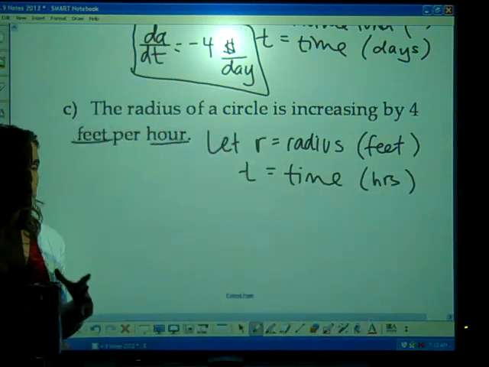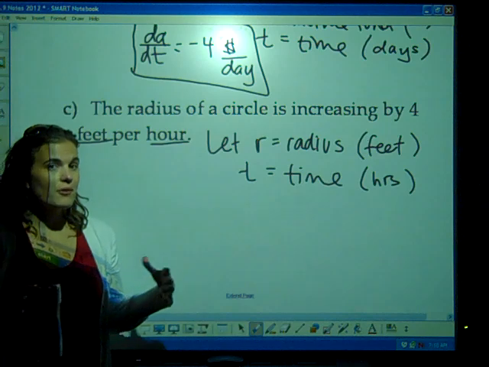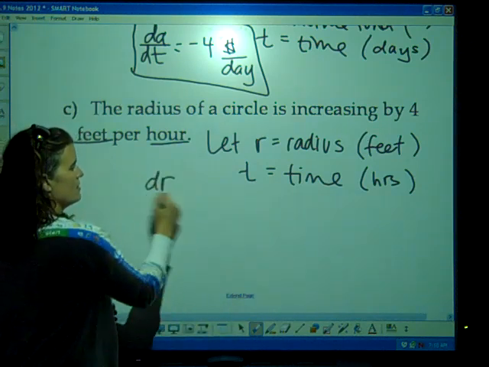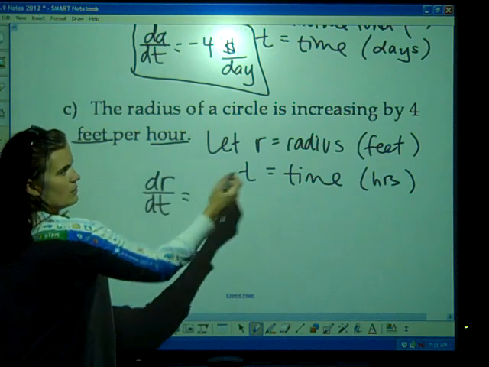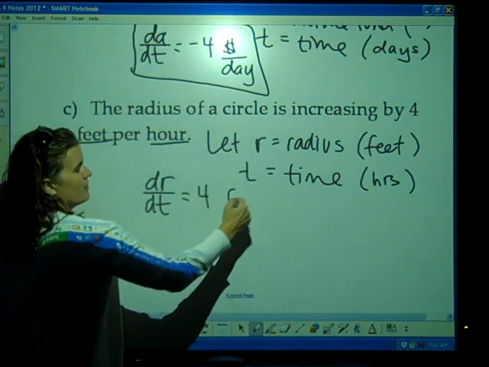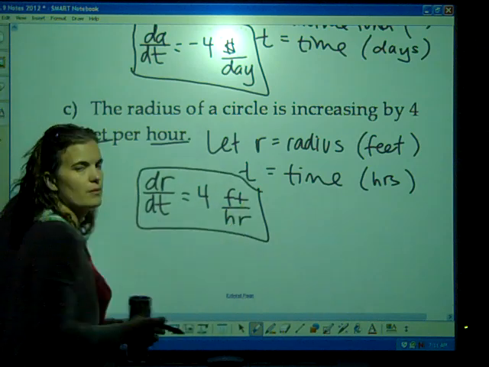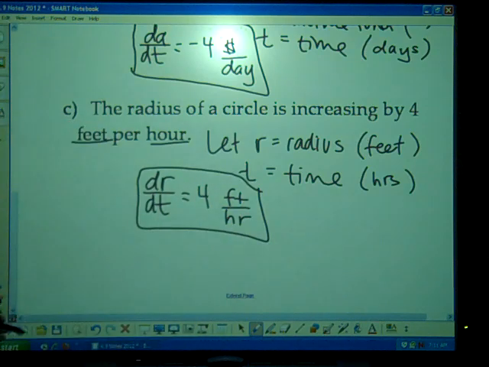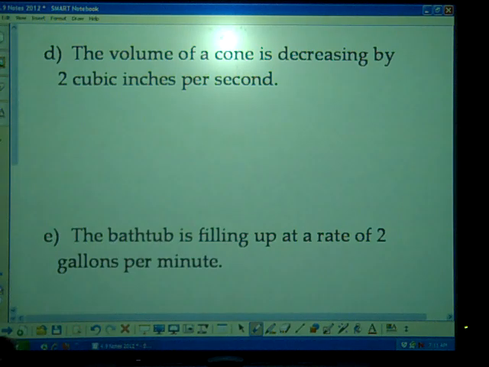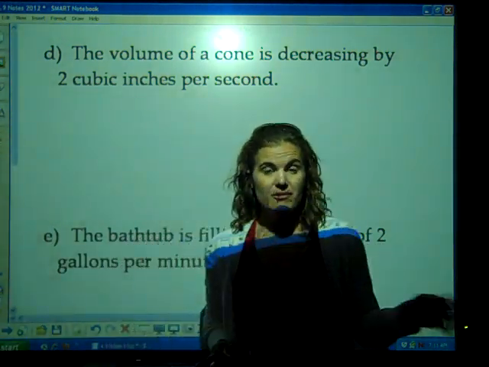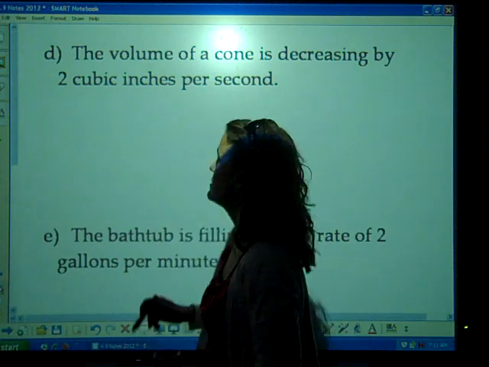So if the radius of the circle is increasing, that indicates a positive derivative. So dr dt will equal +4, and it will be feet per hour. Hope this is making sense. Jot down any questions that you have as we go. If you guys want to pause and try the rest of these on your own and then come back and watch and see if you're right, that would sound great.